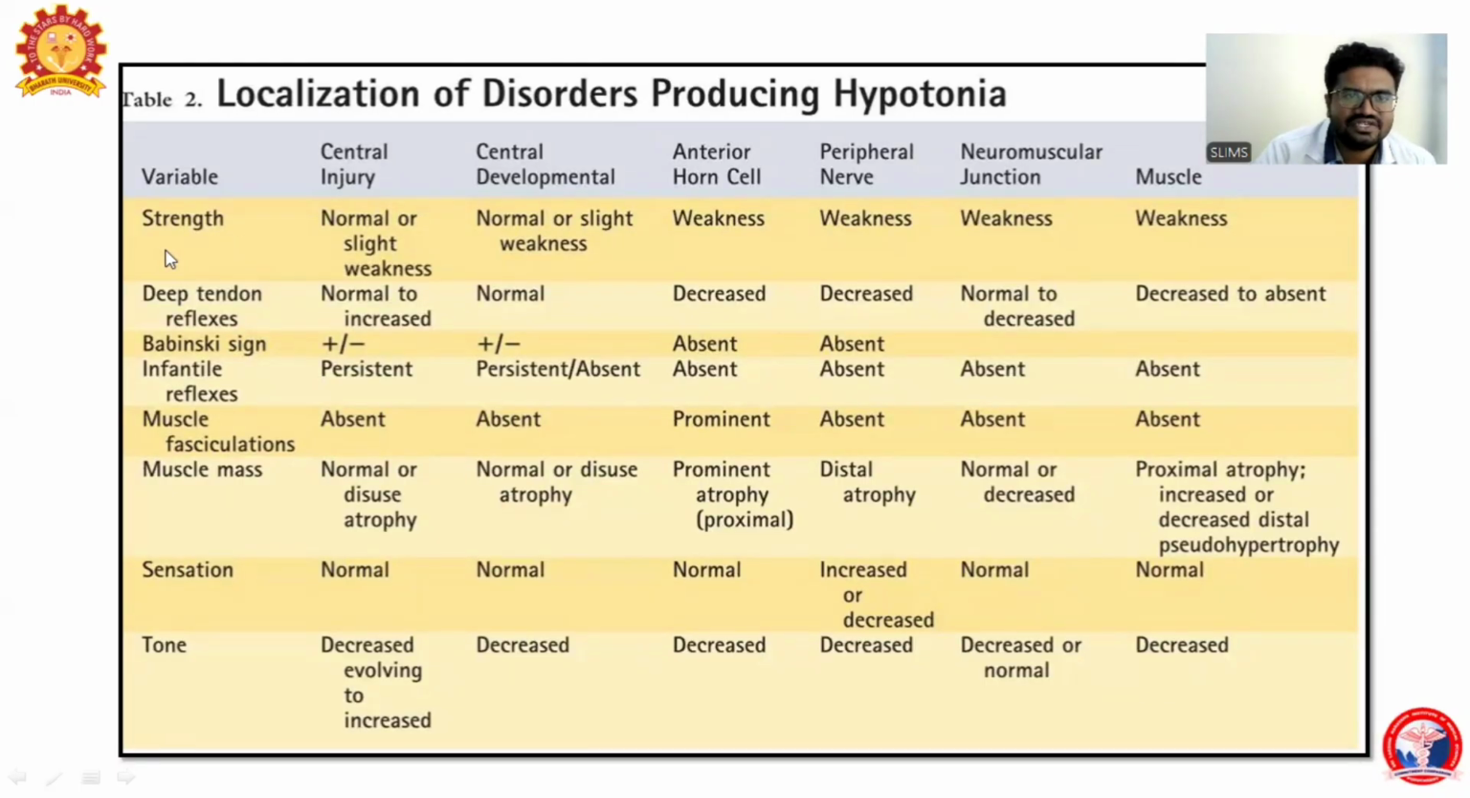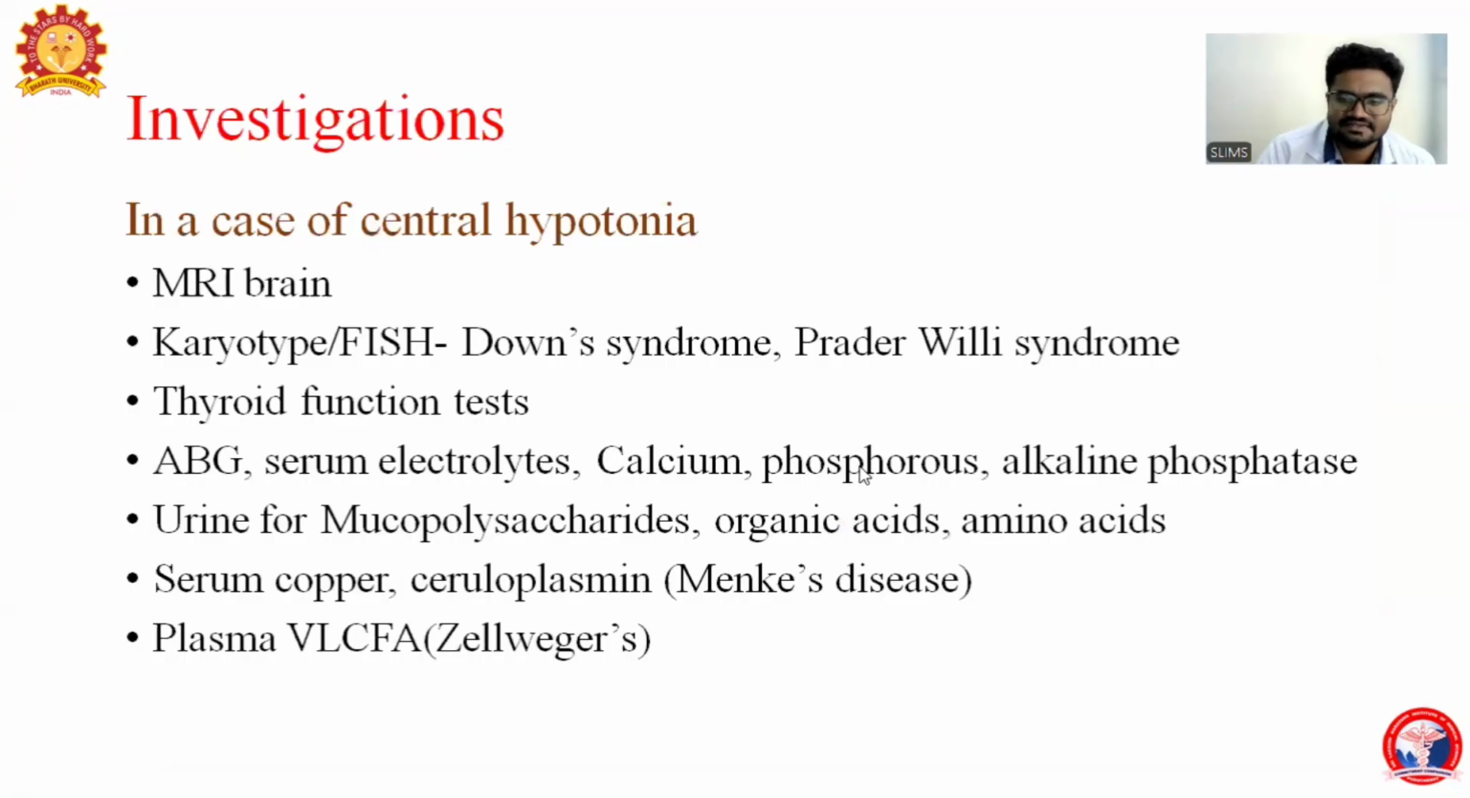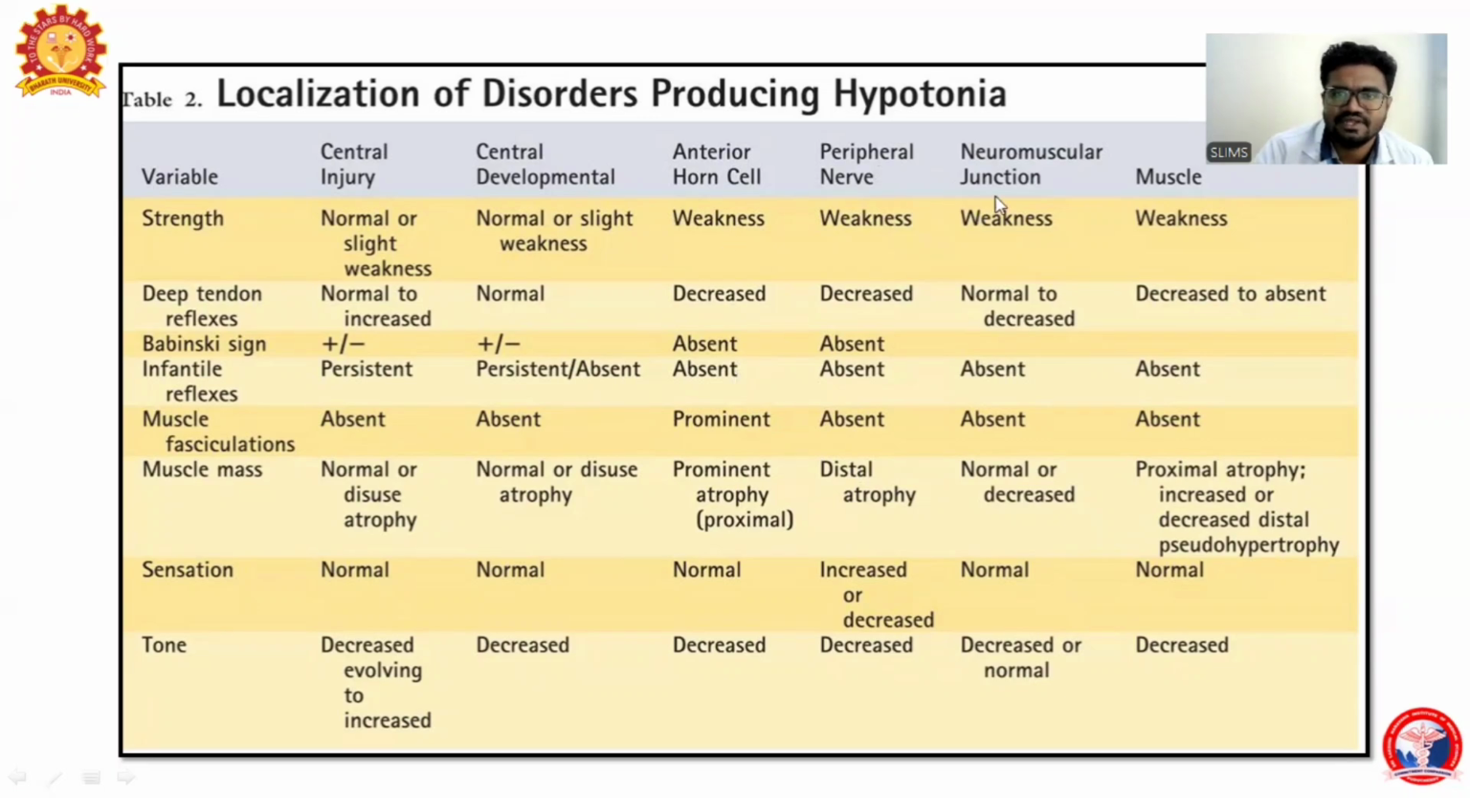So in central injury, we will just see the important points. The reflexes are persistent. In anterior horn, the fasciculations are prominent. In peripheral nerve, there is a distal weakness. In neuromuscular junction, there is predominant ptosis involvement, and in myopathies, there is absent reflex and proximal weakness.